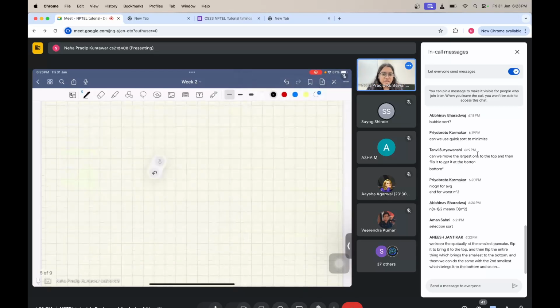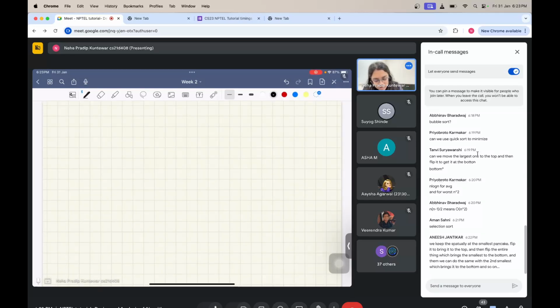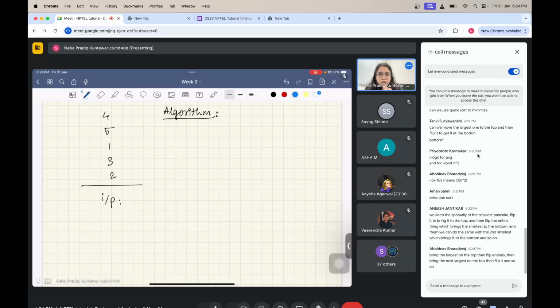So like you said, the idea is simple. You'll do the most natural thing that you can think of. Let's say I'm just taking a random example, maybe 4 3 4 5 1 3 2. These are the sizes of the pancakes, although I'm not drawing them. This is the input that is given to you. The idea is that you put your spatula on the largest sized pancake, and you flip it. So what you'll get is 5 4 1 3 2. Is this fine with everyone?